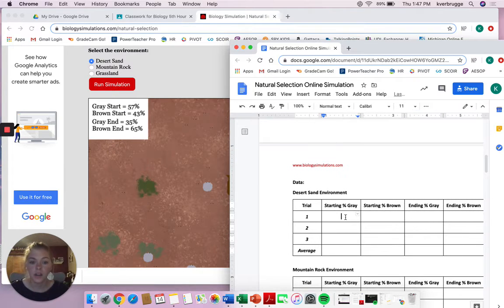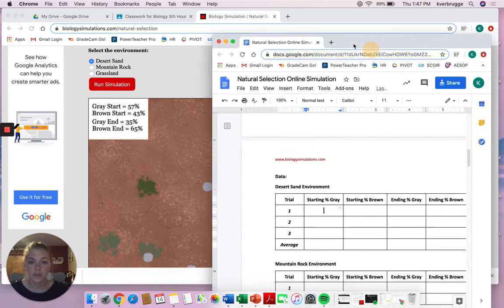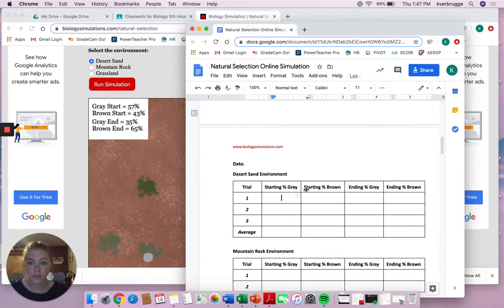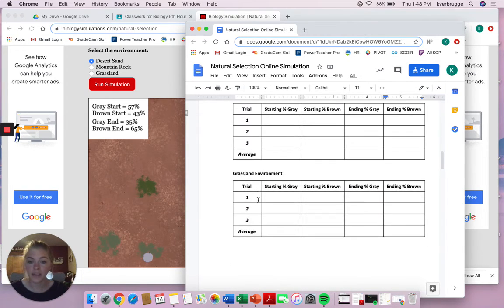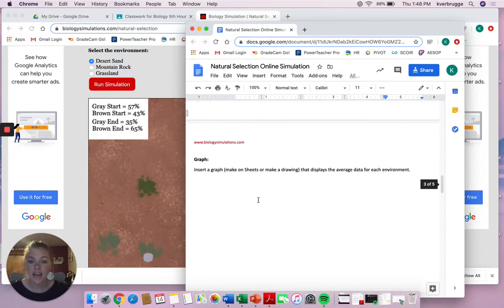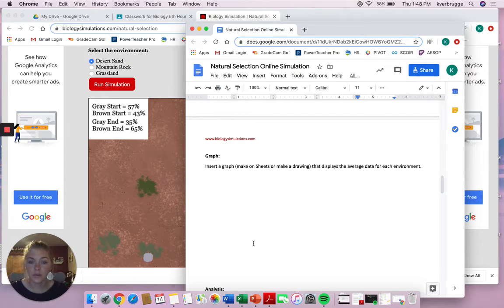So in the desert sand, this was your first trial. So your starting percent gray would be 57%. Your starting percent brown would be 43%, and so on and so forth. And you're going to do that 3 times. You're then going to calculate the average percentage after each trial. You're going to do the same for the mountain rock environment and the grassland environment.